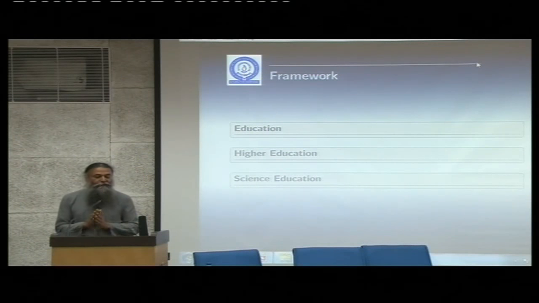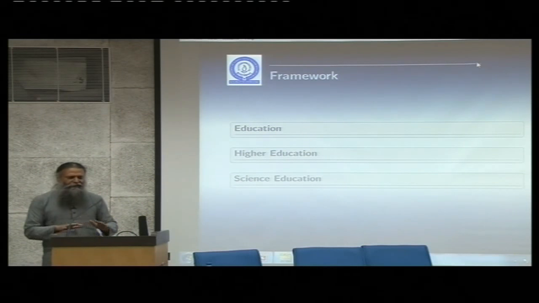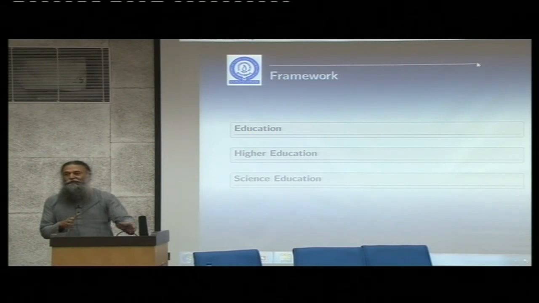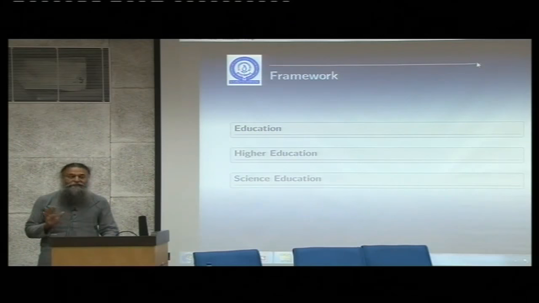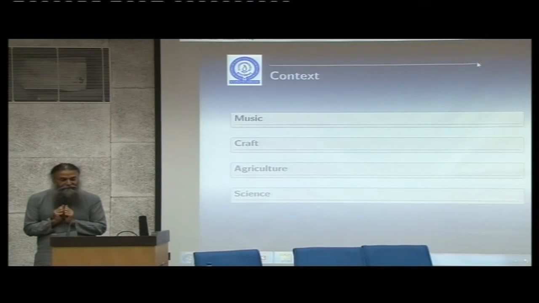And people who think about science education many times say, no, science is very different from humanities and social sciences. And so this kind of a thing, that science education, the framework has to be of higher education and of education at large, is many times missing from even the theoretical discourses, let alone the practical implementations.